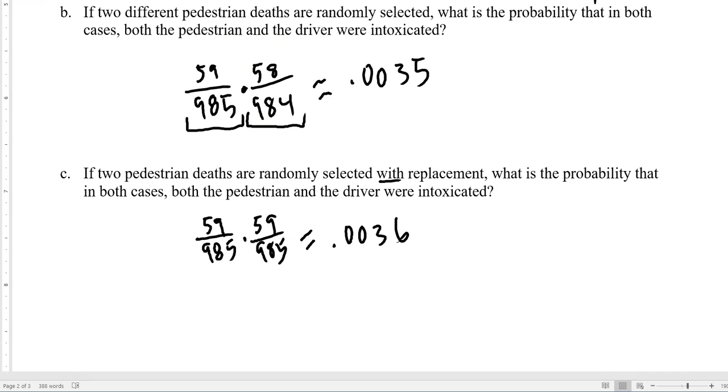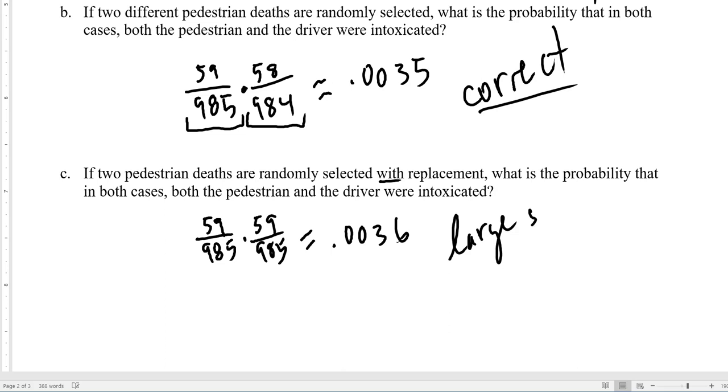So what's interesting with this is that technically this answer on the top is the correct answer. It is the most accurate answer. But what we want to see is that on the bottom, when we have a large sample size, and here we only had 985, and we took away one person, it really doesn't make a big enough difference to create a difference of dependence or independence. So when we get a large enough sample size and I pull one person out of it, we assume independence.